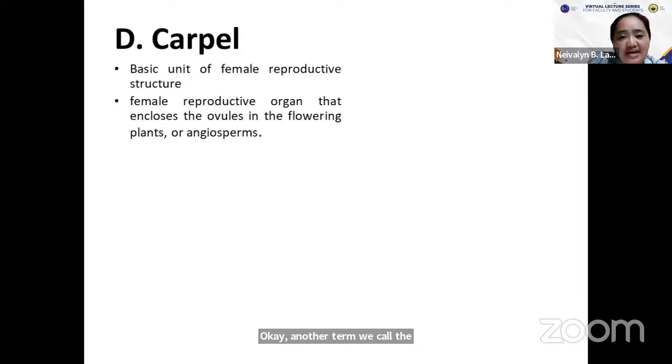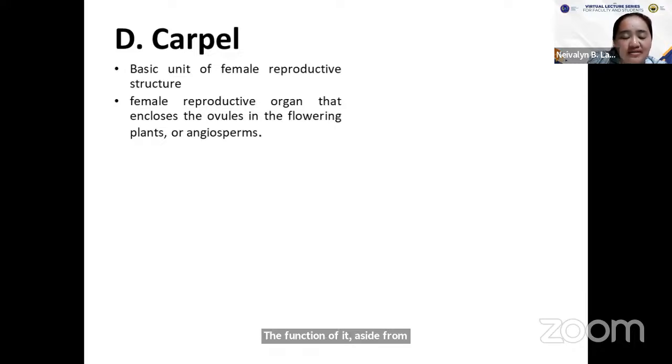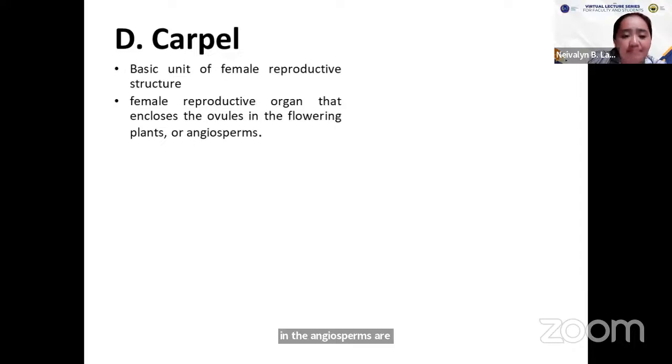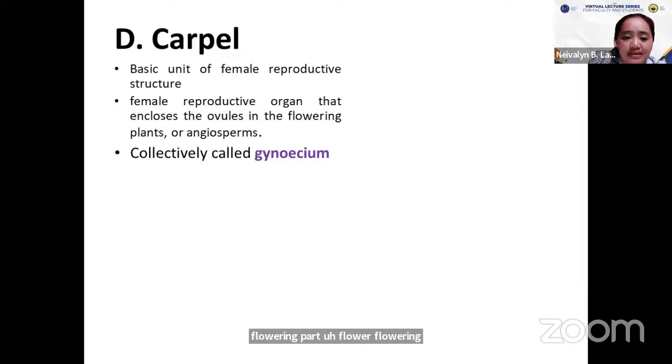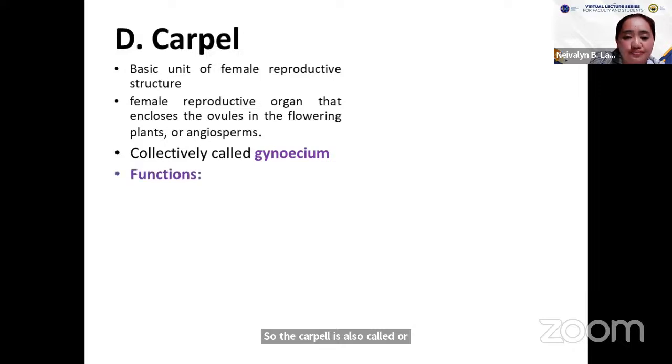The function of it, aside from being the female reproductive structure, is that the carpel actually protects the ovule in the angiosperms or flowering plants. We collectively call the carpel the gynoecium. The stamen is collectively called the androecium, right? So the carpel is collectively called the gynoecium.